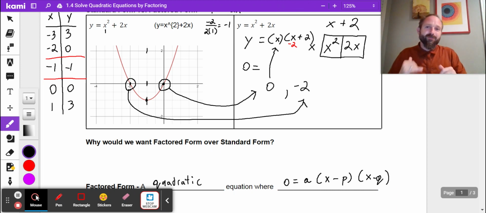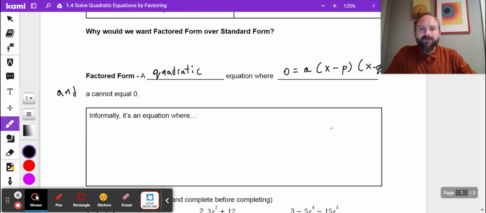I love factored form much more than standard form, because with standard form I have to graph it. With factored form I can easily figure out my solutions: when is the y value of my quadratic equal to 0? When does it cross the x-axis? All right, let's go on.